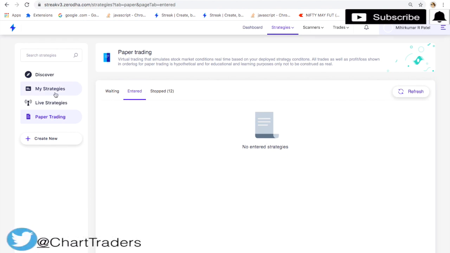So just explore Streak. I have already tested so many setups. I have already tested all the indicators, the performance of the indicators and the accuracy of indicators.